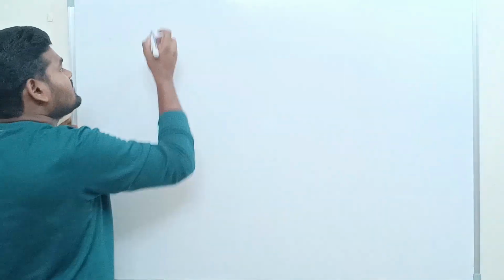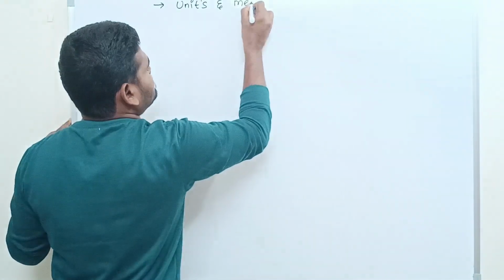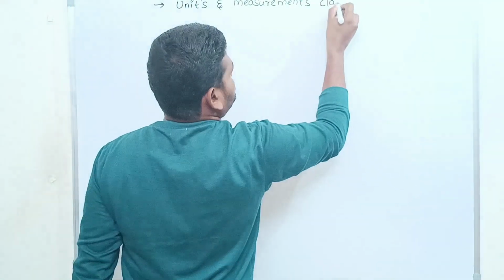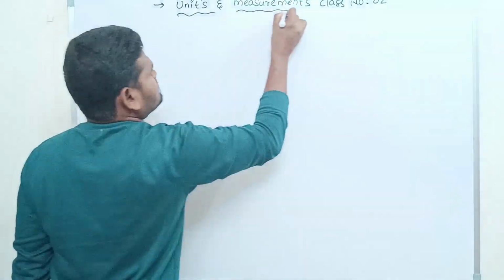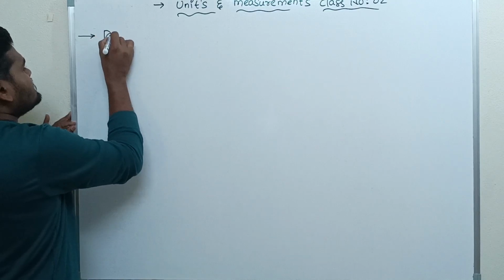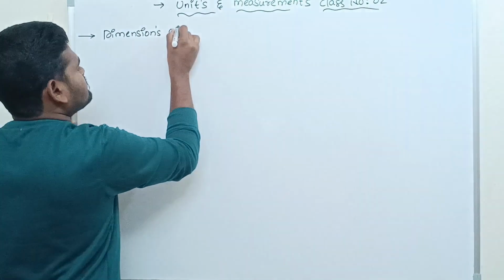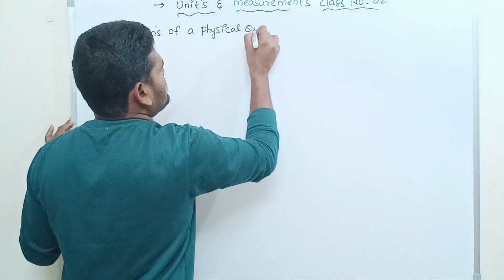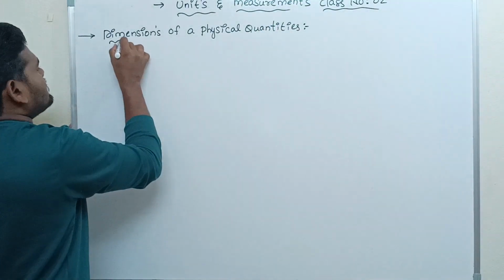And what is the session today? Units and measurements, class number 02. So today's topic is what? Dimensions of a physical quantities. Dimensions of a physical quantities.